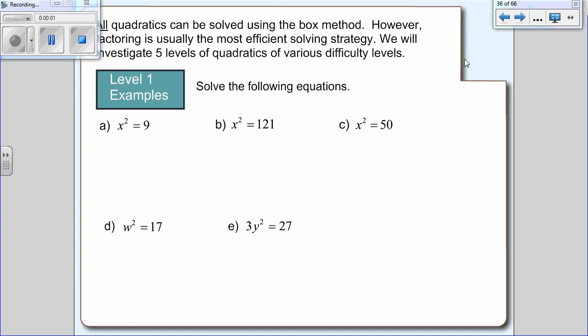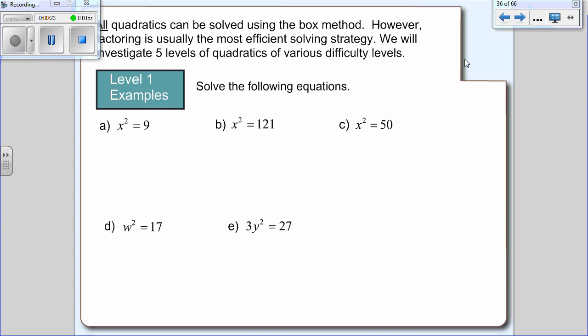Okay, box method. To start off with box method, we're going to start with some stuff that's going to feel kind of irrelevant. So we're going to start with some really basic quadratics, and we're going to try solving them. Okay, so we call these level 1 questions, and there's going to be 5 levels. Today we're going to do levels 1 through 3, and then levels 4 and 5 will be for tomorrow.